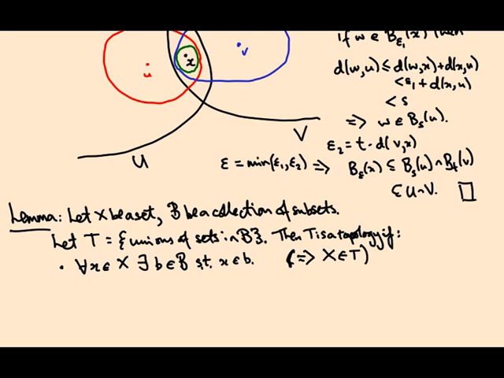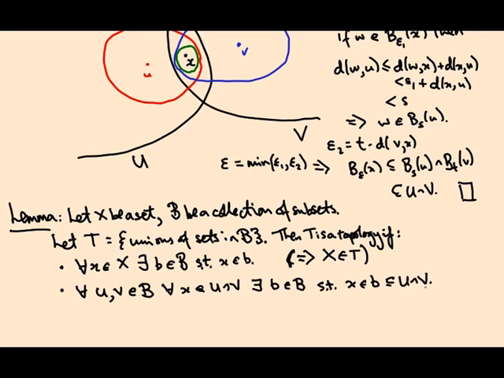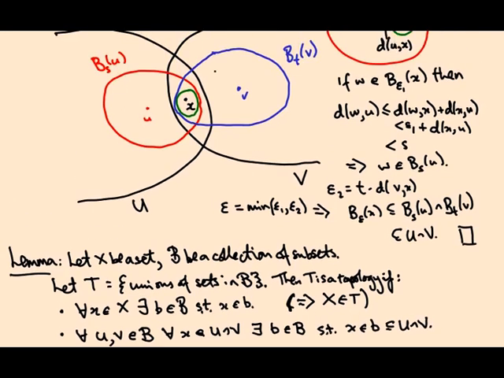And we needed to check that intersections were in T. And what we actually did, if you examine the proof that we just did, we showed that for all balls U and V in curly B, and for all points in the intersection, there exists a little b in B, which is the green ball in the picture, such that x is in little b and b is contained in U intersect V. Right, that was this picture here.